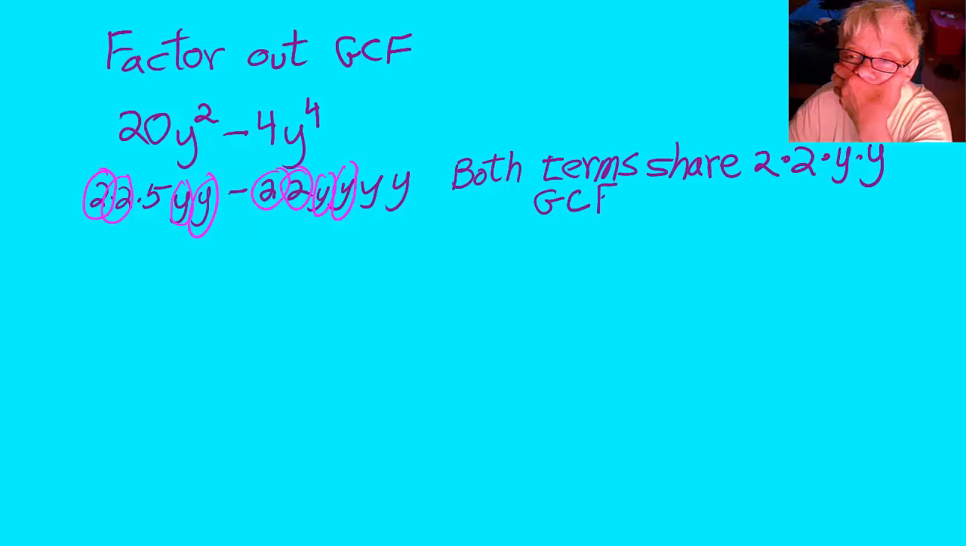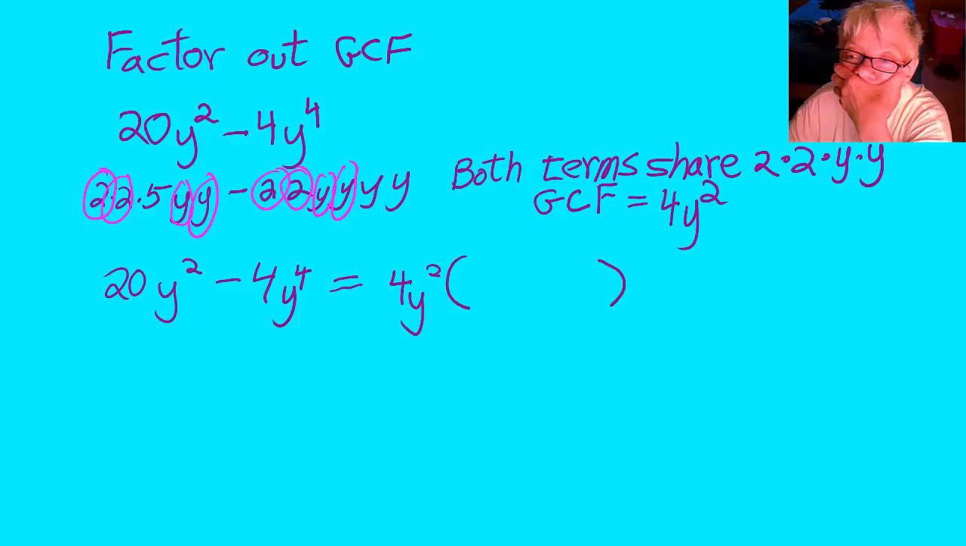So the GCF is going to be 2 times 2 is 4, y times y is y squared, so 4y squared. Now let's start from the beginning. 20y squared minus 4y to the fourth is going to equal, we put the GCF in front, 4y squared, then we make parentheses, and in the parentheses we put the leftovers. You've got a 5 left in the first term, then a minus sign, then y squared left in the second term. So you have the GCF in front, and then you have the leftovers in parentheses behind it.